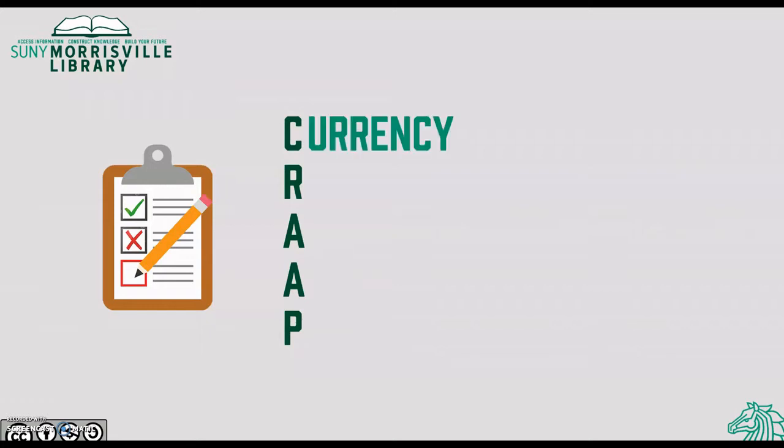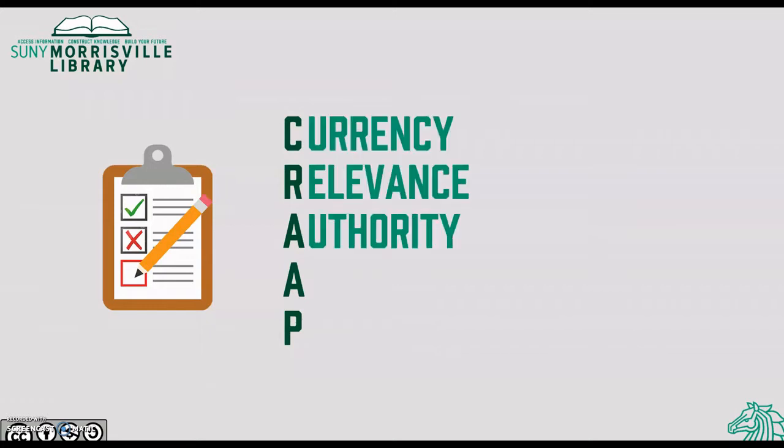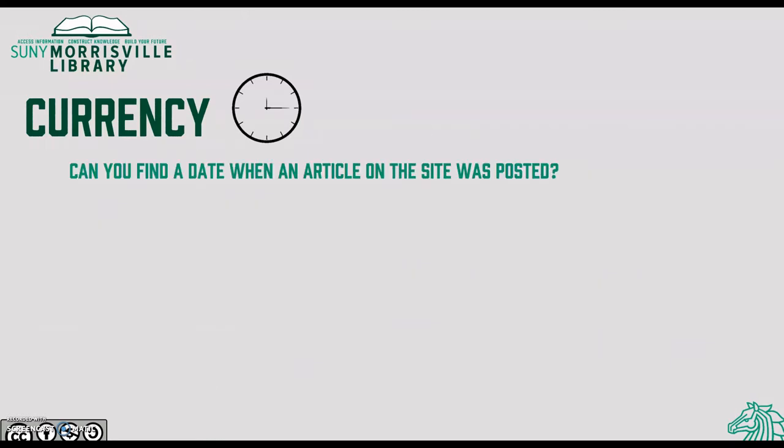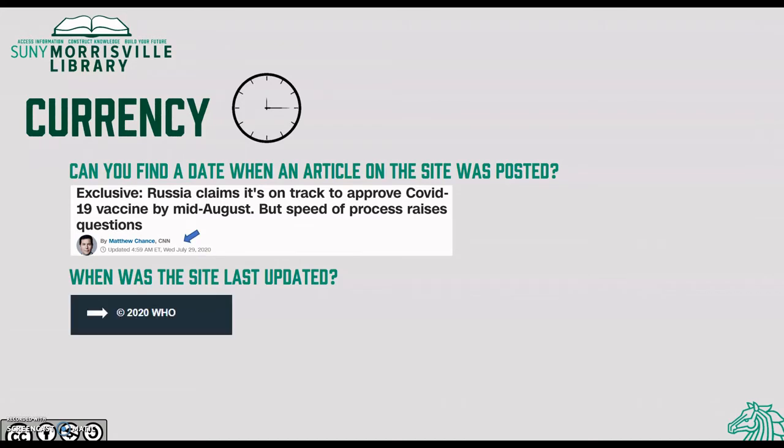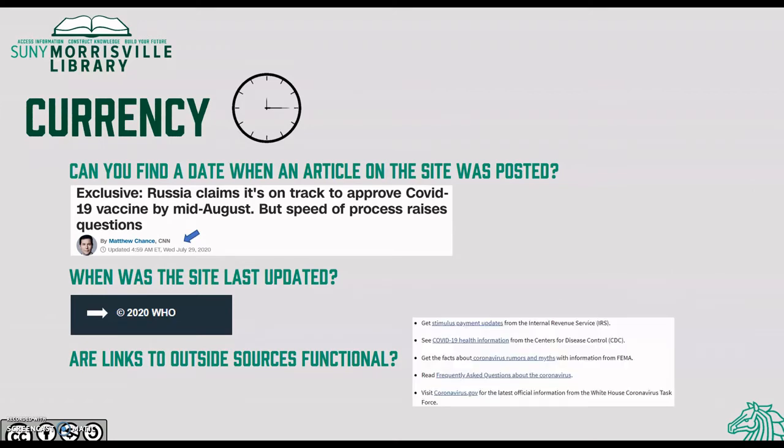CRAP stands for currency, relevance, authority, accuracy, and purpose. First, there's currency. How current is the information on the site? Can you find a date when an article on the site was posted? When was the site last updated? Check the bottom of the page to see the most recent update. Are the links to outside sources functional? If not, it may have been a while since someone last maintained that page.